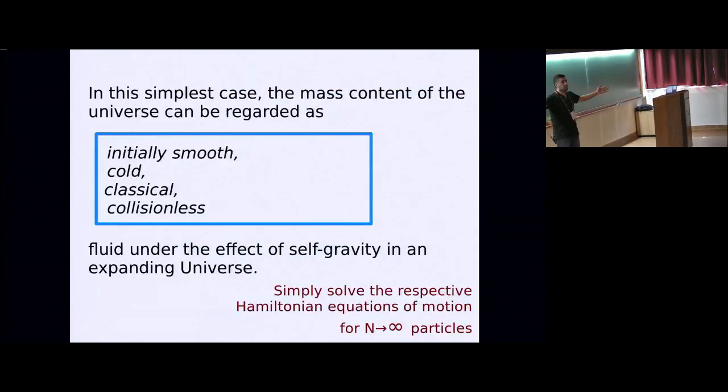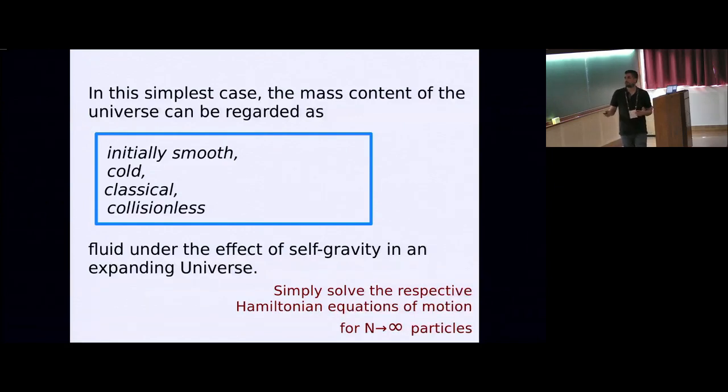Right, so now we had these relatively complex problems with many ingredients and many interactions, and now we simplified it to the evolution of an initially smooth, called classical, so we're neglecting all quantum effects, and collisionless fluid that evolves under self-gravity, right? So we just need to take this cold fluid and evolve it, right? So in principle, this is relatively simple.